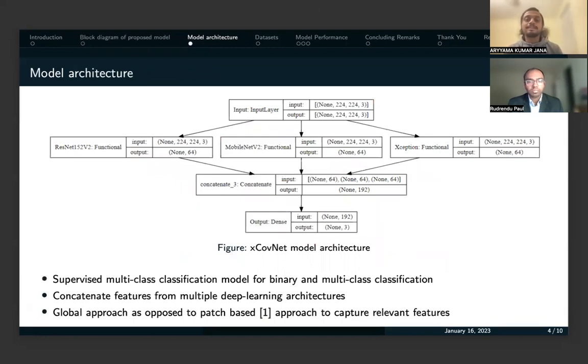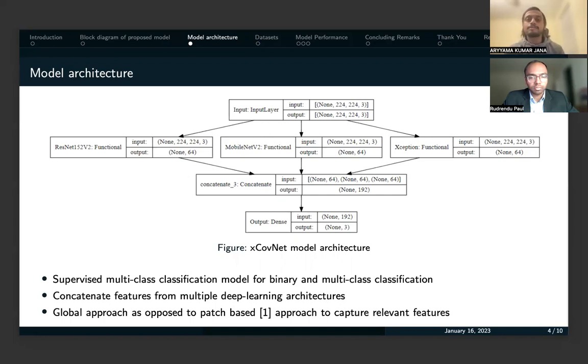Now let's see the detailed model architecture. So if we see the detailed model architecture, we see that it is a supervised learning method, and the image goes through each of the 3 pre-trained models, that is ResNet, MobileNet, and Xception. Finally, we concatenate the features that we get from these models, and then we pass it through the dense layer to get the final outcome that the passenger is either suffering from COVID or pneumonia or normal.